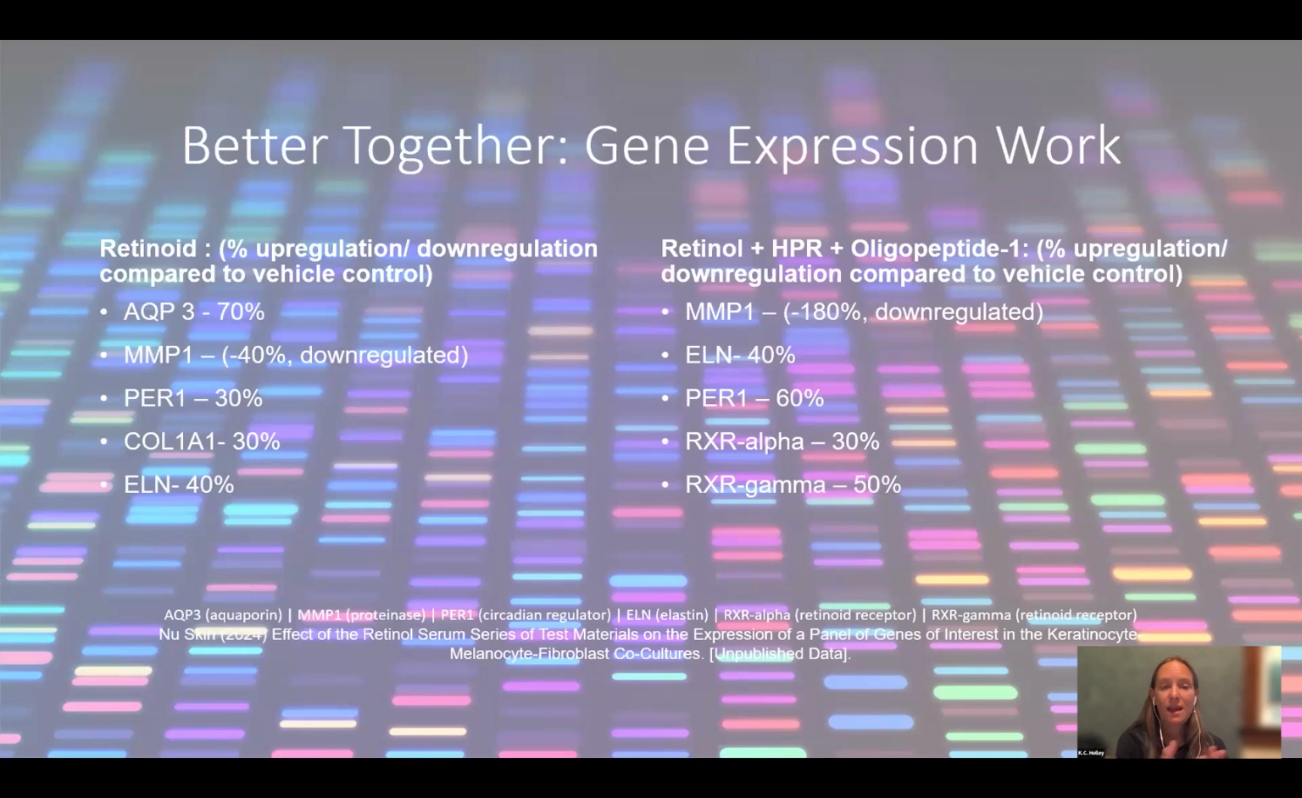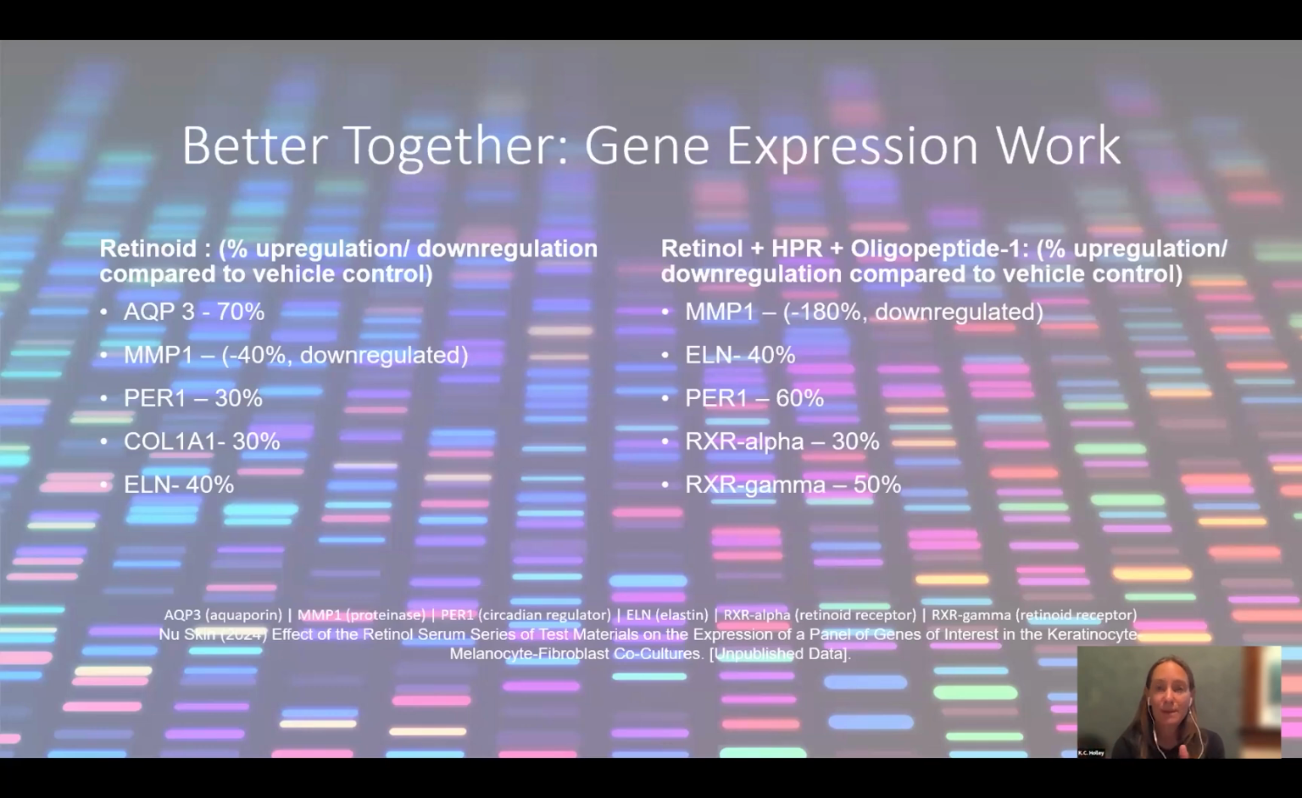Collagen 1A is a little bit more self-explanatory, right? It is indicating that you just have an increase of this gene that is going to create collagen by 30%. And ELN is a gene that codes for elastin, and that is upregulated 40%. So all of this is really, really good, right?